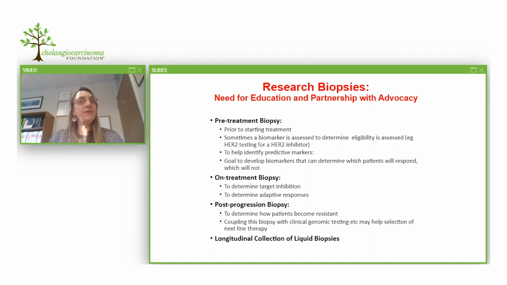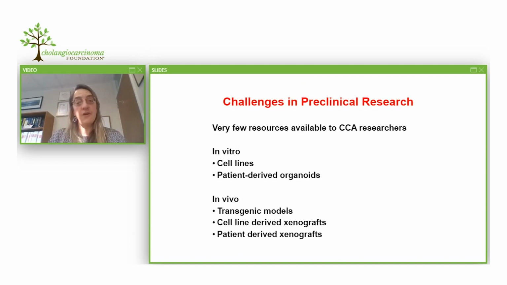Another thing that we know is some of this genomic information can be ascertained by doing liquid biopsies, where we can check these DNA changes in the plasma. So patients may be approached to get additional plasma samples throughout their treatment. And again, all of these I think are really very important scientifically for us to develop drugs better.